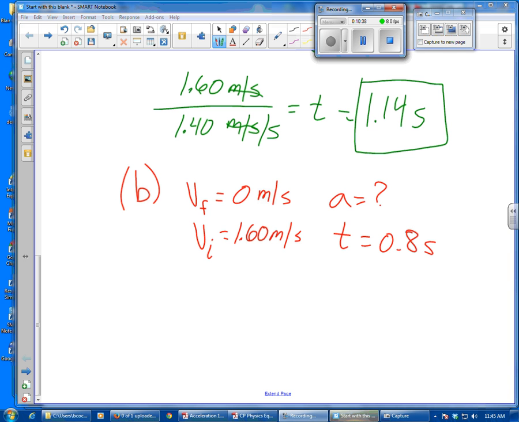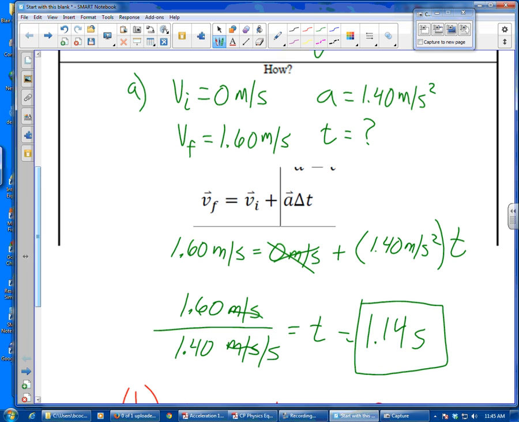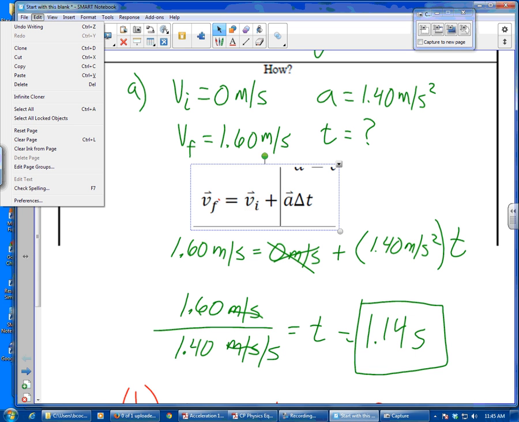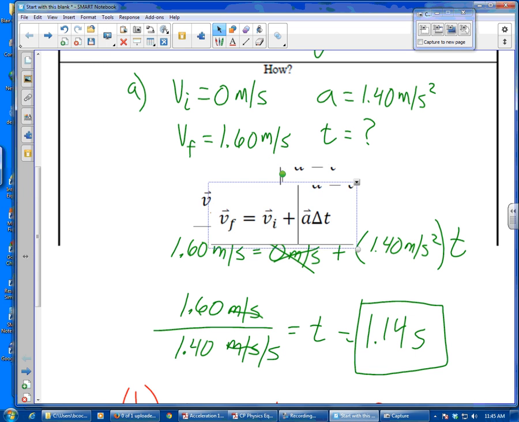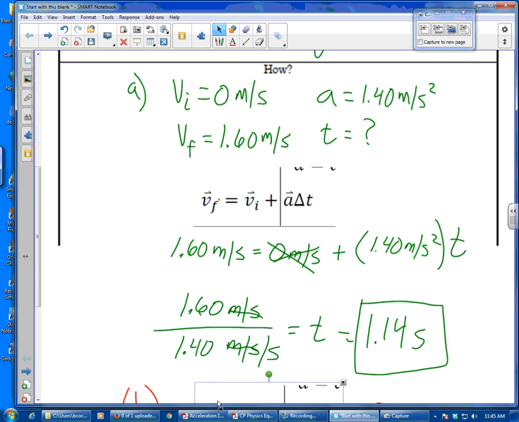I think I'll use the same relationship. What do you guys think? I'll use the same relationship. Let's see. There we go. Pull it down.